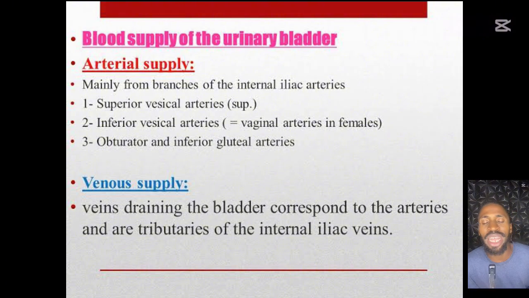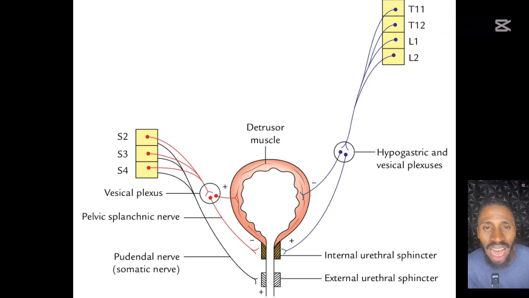The next one is the nerve supply. Very, very important. Naturally the bladder is controlled autonomically, but urination can be controlled voluntarily. The bladder is controlled autonomically by the feeling, but there's a voluntary part where you feel the urge to urinate and you urinate. Don't forget it. Autonomically, it is innervated by sympathetic and parasympathetic fibers.